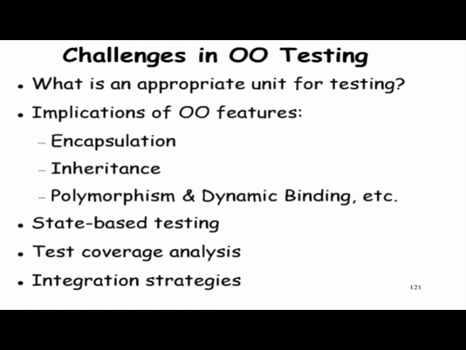And then we will see whether the different object-oriented features we said are good: encapsulation, inheritance, polymorphism, dynamic binding, and so on, help or complicate testing. What about the state models of classes? Do they require extra testing? How do we do test coverage analysis, and then the integration strategies?